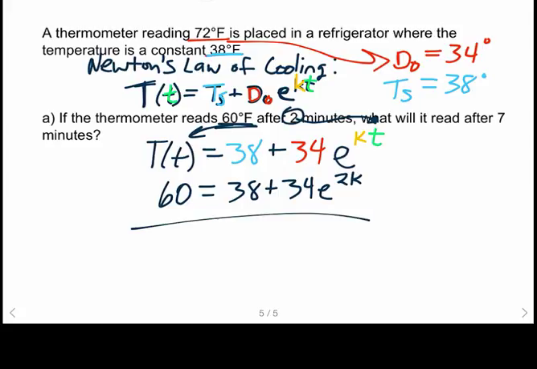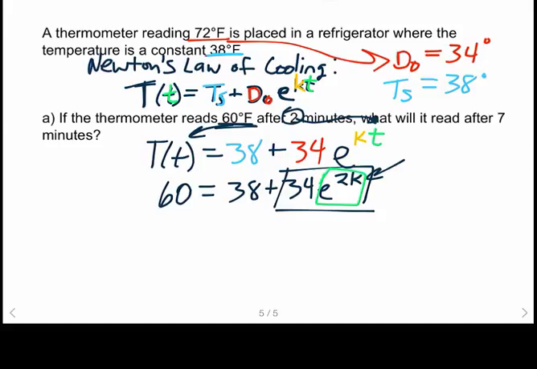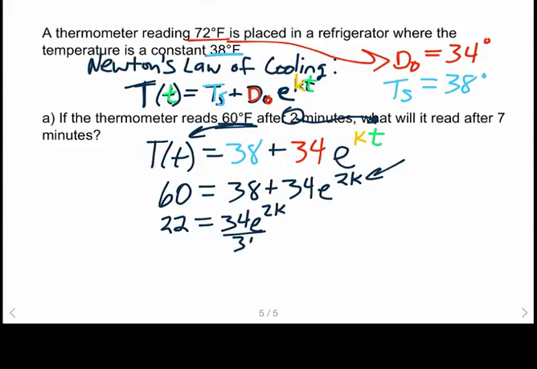Based on this, since there's only one unknown here, k, I'm just going to go ahead and solve for k by first isolating the term that has the exponential factor, and then isolating the exponential factor itself, and then finally solving for k. What that means to us is, first we're going to subtract 38 from both sides, and get that 22 is equal to 34e to the 2k. And then we're going to divide both sides by 34. I'm going to go ahead and reduce that, because there's not really any reason not to. 11 over 17 is equal to e to the 2k.